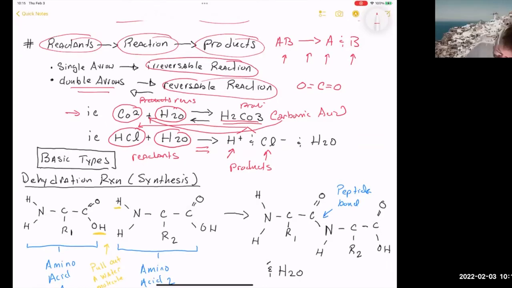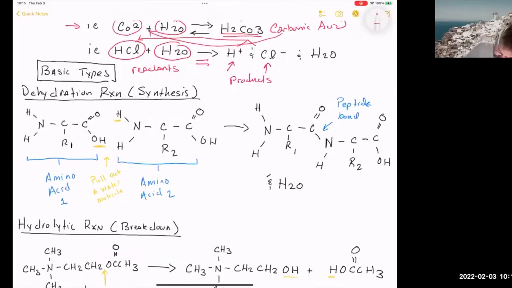Now, when we talk about general basic types of chemical reactions, you really have the major types. You have building, which is referred to as synthesis reactions, and the most common type of synthesis reaction is called a dehydration reaction. What you do is take the reactants and pull a water molecule out of those reactants, and that allows them to combine to form a new molecule, the product. All right.